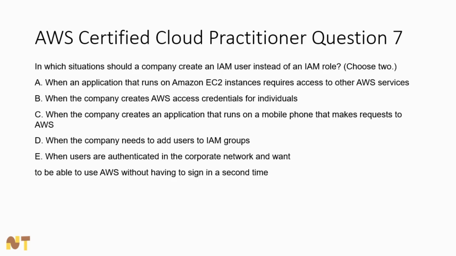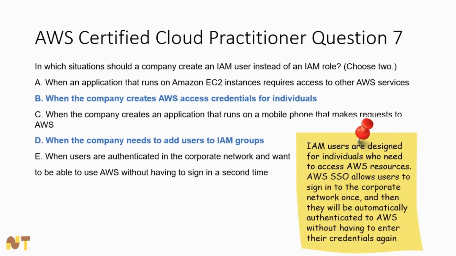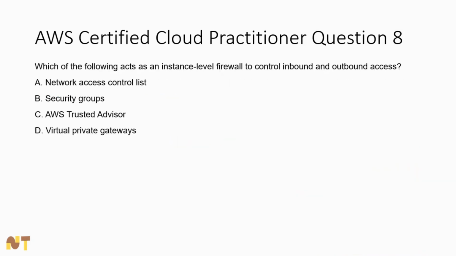Now, IAM users are designed for individuals who need access to AWS resources. A company creates an IAM user instead of an IAM role when it wants to create AWS access credentials for individuals and needs to add them to IAM groups. So the correct answer here is option B, that is, the company creates AWS access credentials for individuals, and option D, when a company needs to add users to IAM groups. Moving on to the next question.